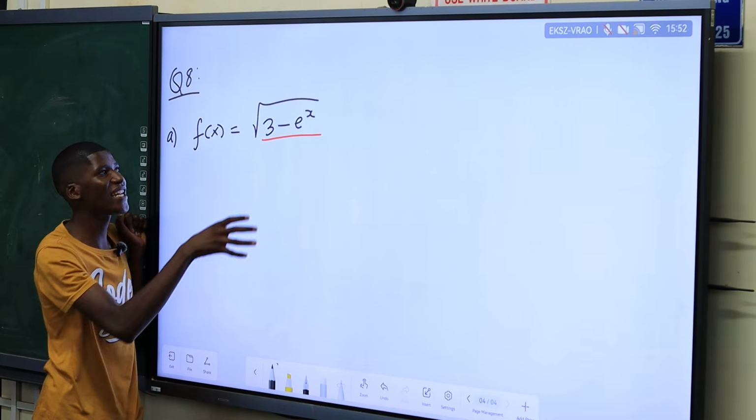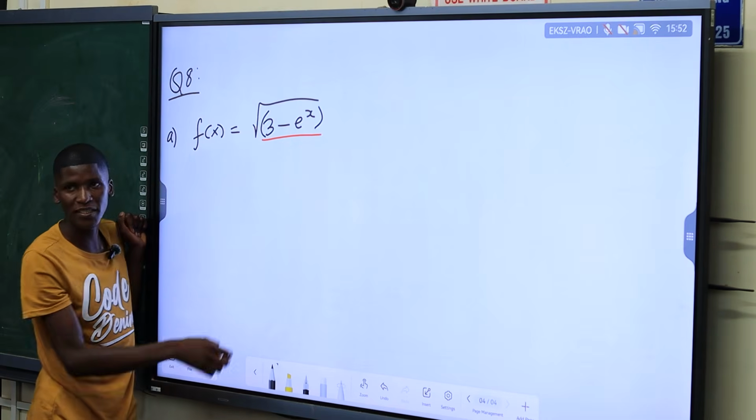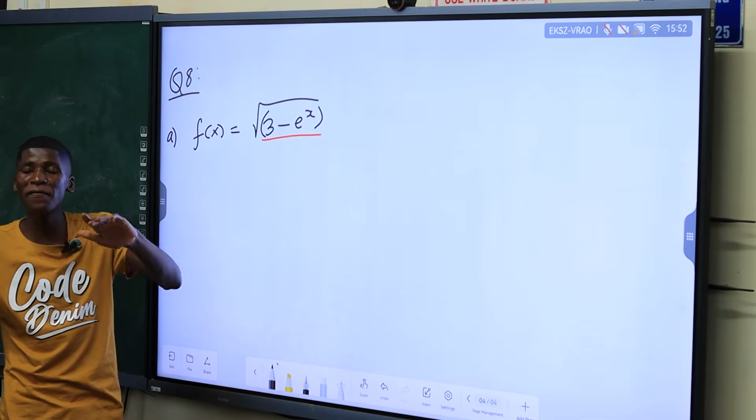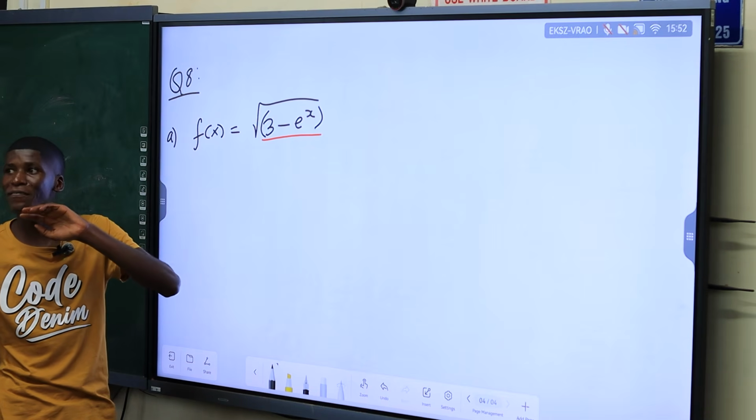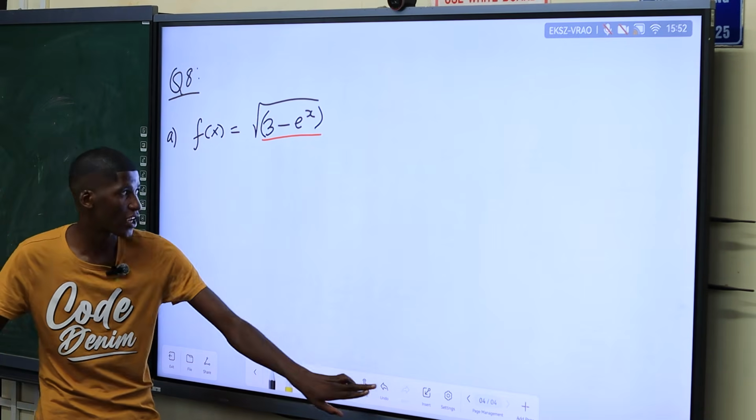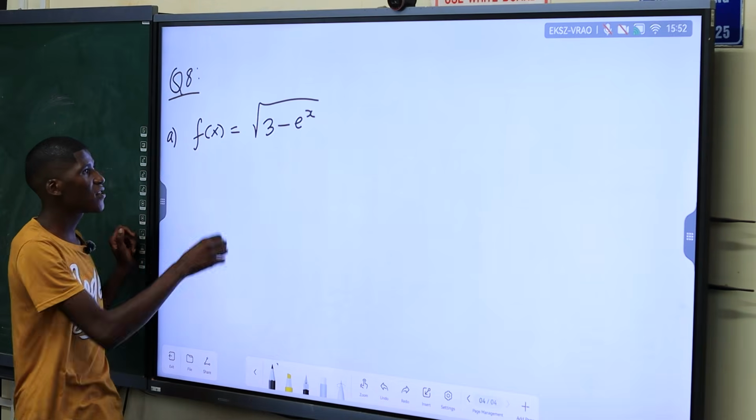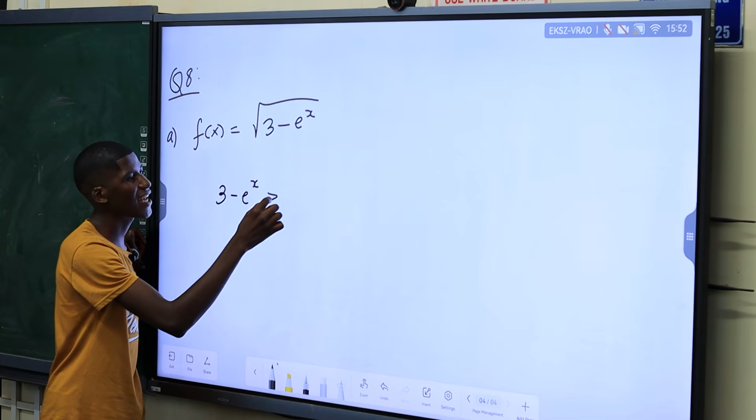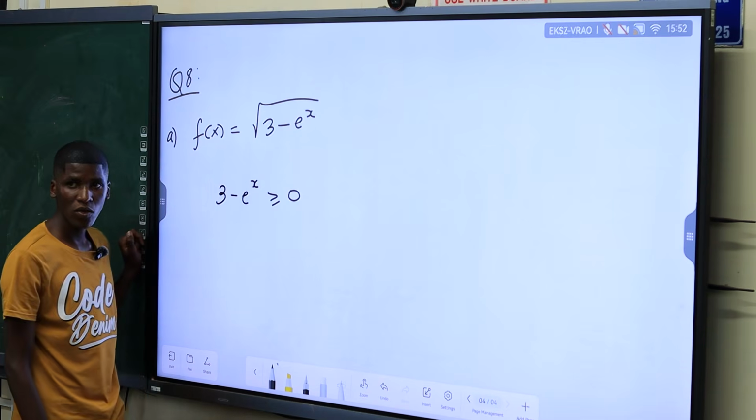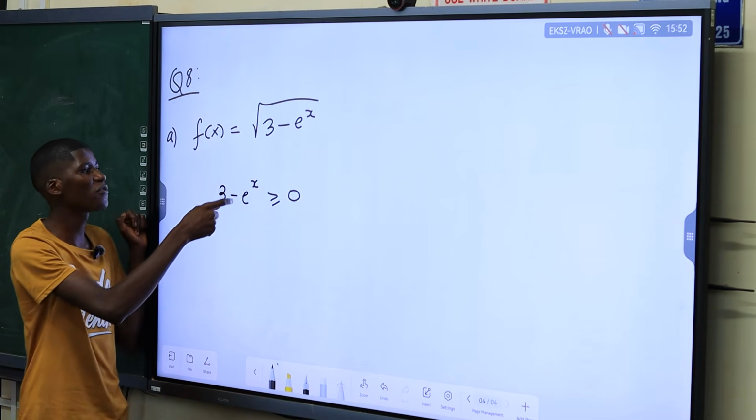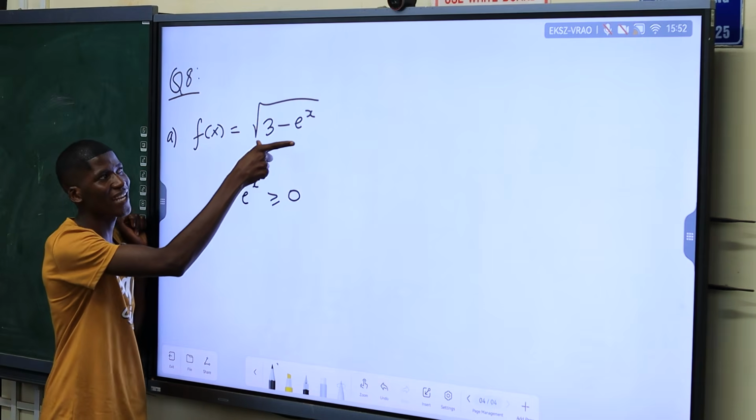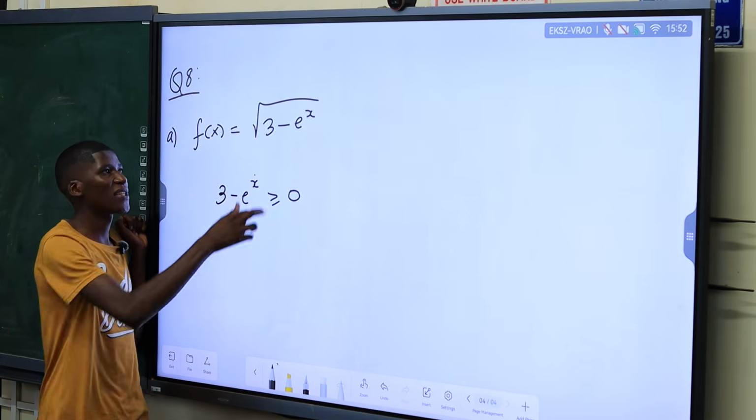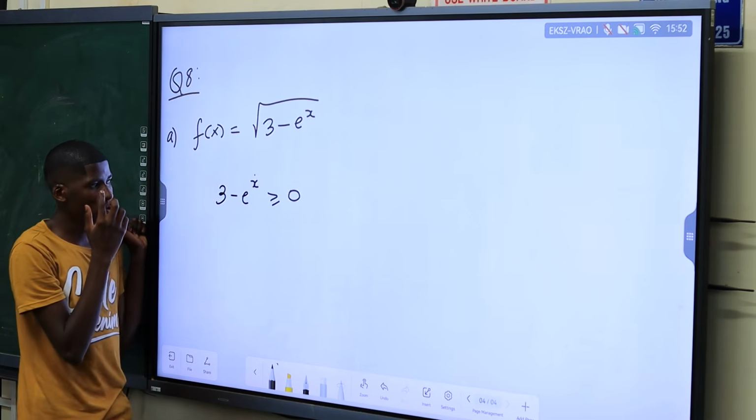Greater or equal to 0, because you can never have a square root of a negative expression. So whatever is under the square root must never be less than 0. It must never be negative. So it means 3 minus e to the power x, my expression under the square root, must always be greater or equal to 0, because the square root of 0 does exist. Now you just have to solve what must be the value of x so that this expression is greater or equal to 0.